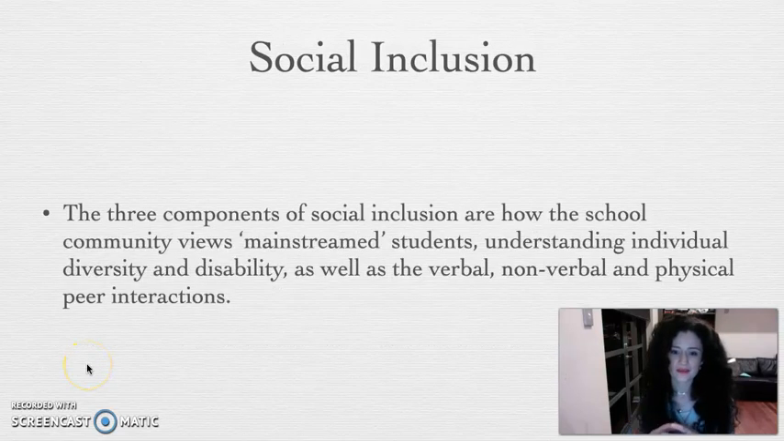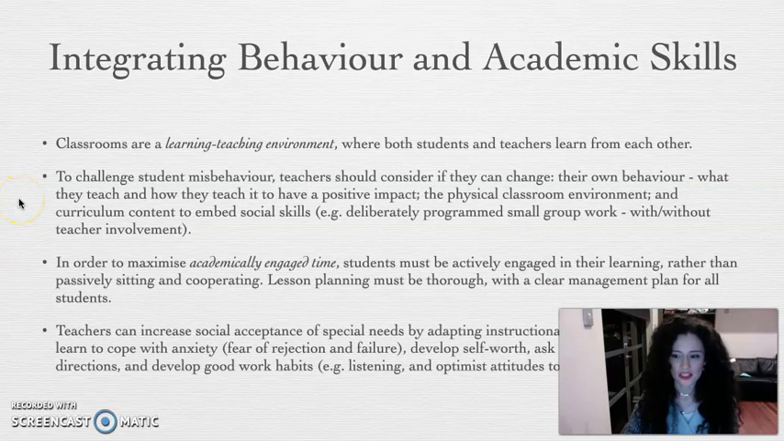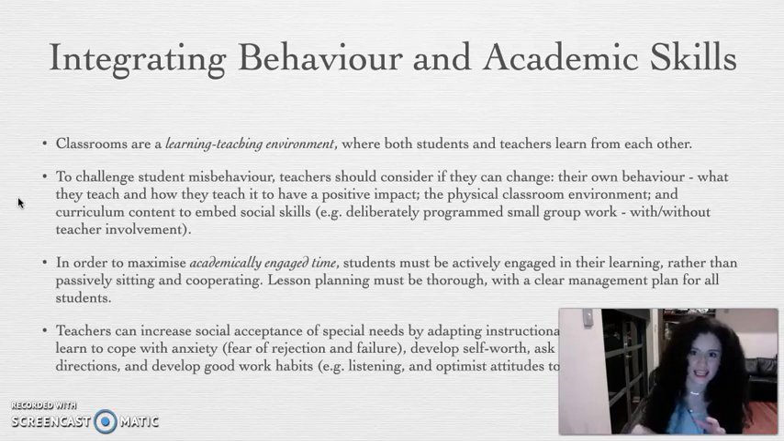The three components of social inclusion are how the school community views mainstreamed students, understanding individual diversity and disability, as well as the verbal, non-verbal and physical peer interactions. In terms of integrating behaviour and academic skills, classrooms are a teaching and learning environment where both the students and the teachers will be learning from each other. It's not just linear, in that the teacher teaches the student.